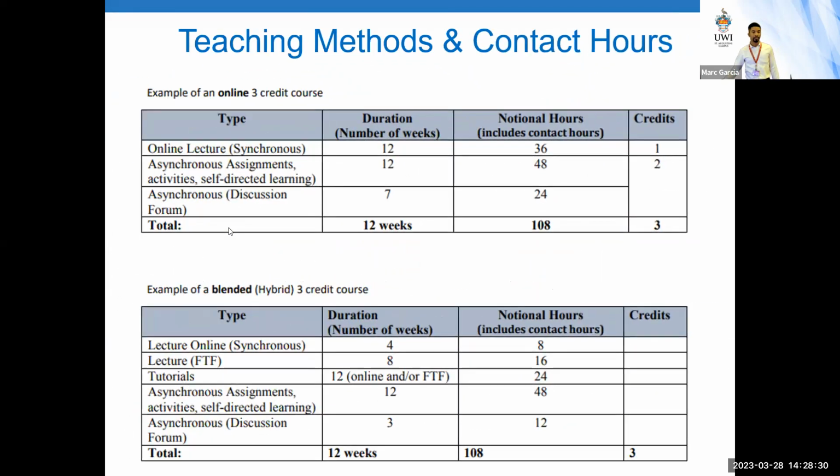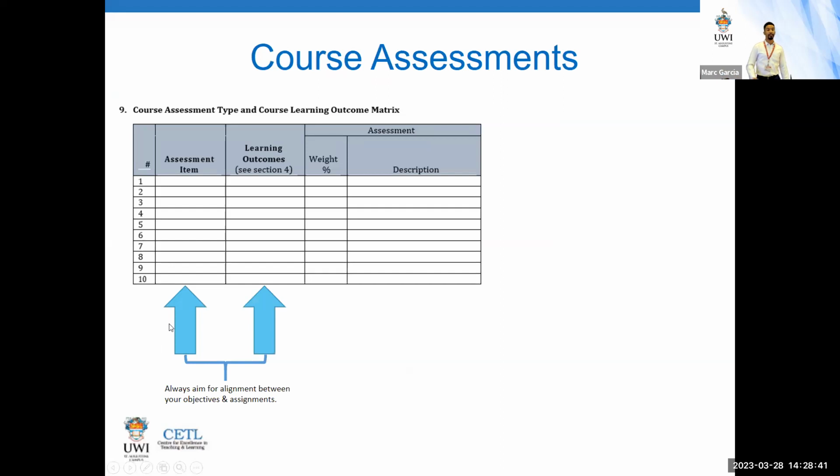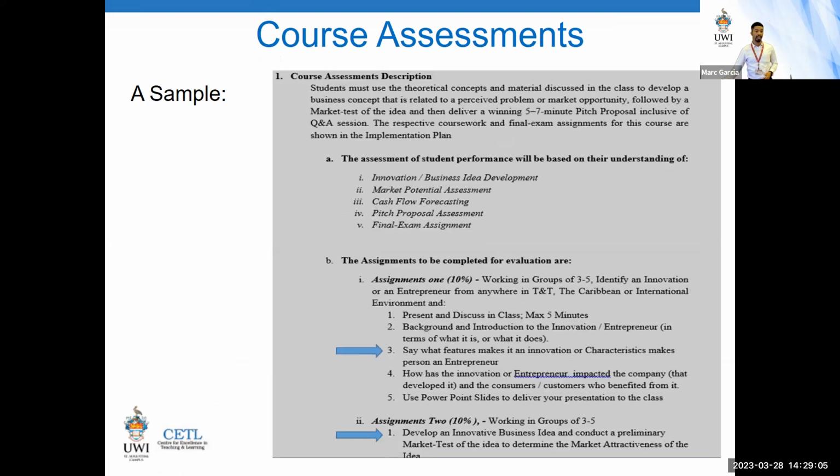So moving very quickly, so we have an idea in terms of the alignment. Oh, I think my presentation. Okay, good. So we have an idea of the alignment, all right? And this is an example here where we have the learning outcome. So we see learning outcome B, identify innovation opportunities, and E, deliver effective innovation pitch proposals, etc. Look at the following slide, and we see here the assessments that align with that.